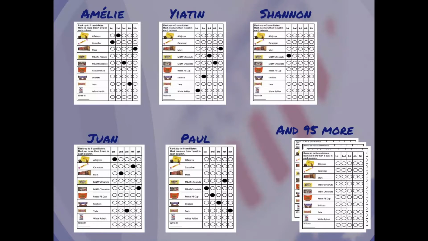Then we have Paul, who selected chocolate M&Ms as his first choice, then Reese Peanut Butter Cup, Snickers, peanut M&Ms, and Twix. So we're going to see how their votes are being processed with the 95 other votes in this election.